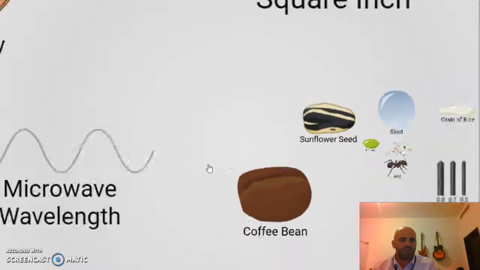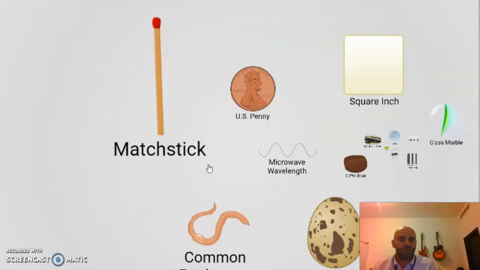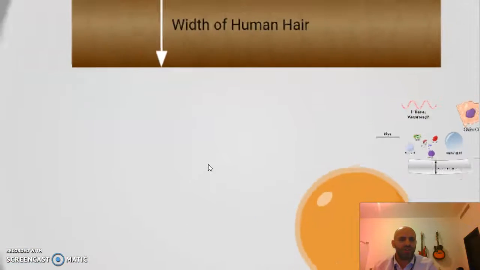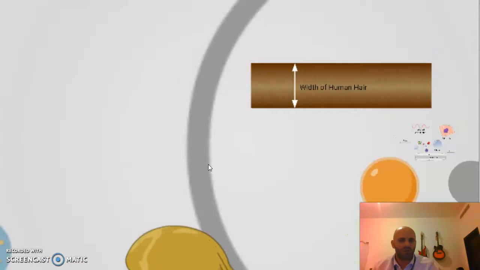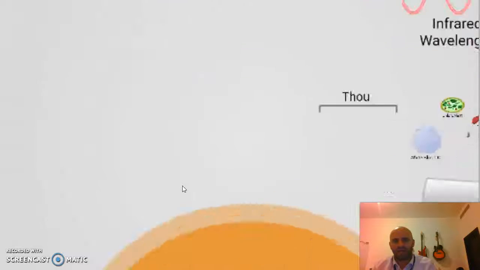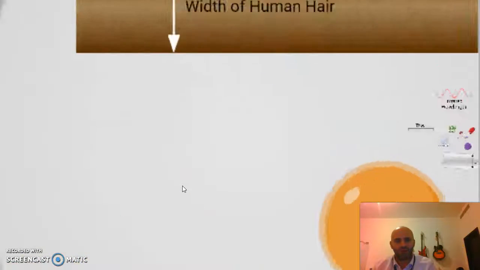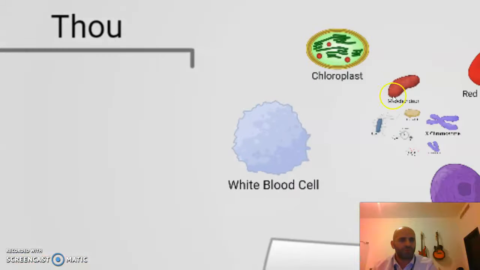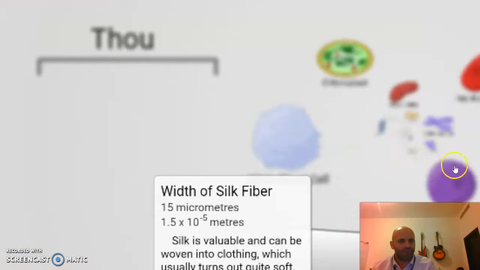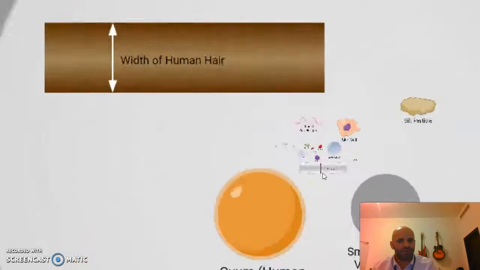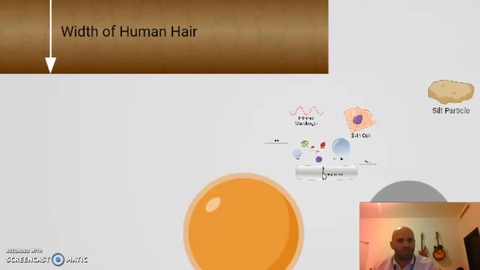So hopefully you'll see there we've got a square inch, a matchstick, a microwave length, whatever that is. The width of a human hair is this big. Of course, we have to zoom in. Every ring that we're passing is about an order of 10 times smaller than the previous part. That's the screen here. So right now, I'm down to human egg with hair.